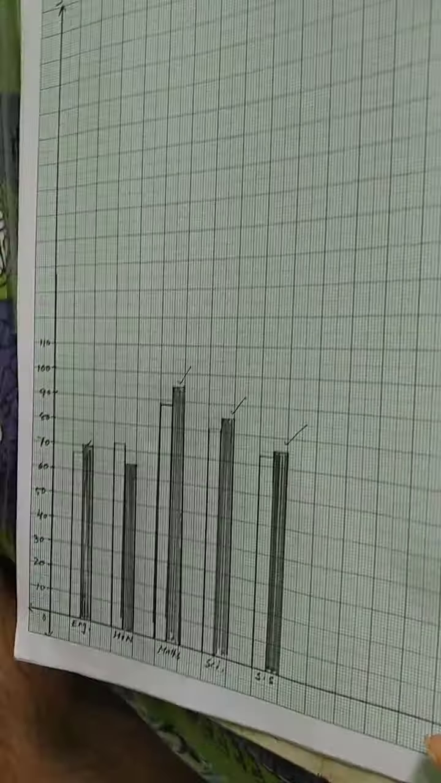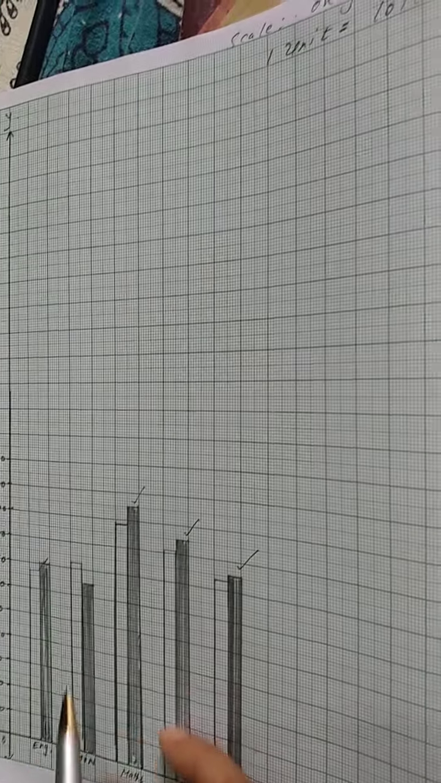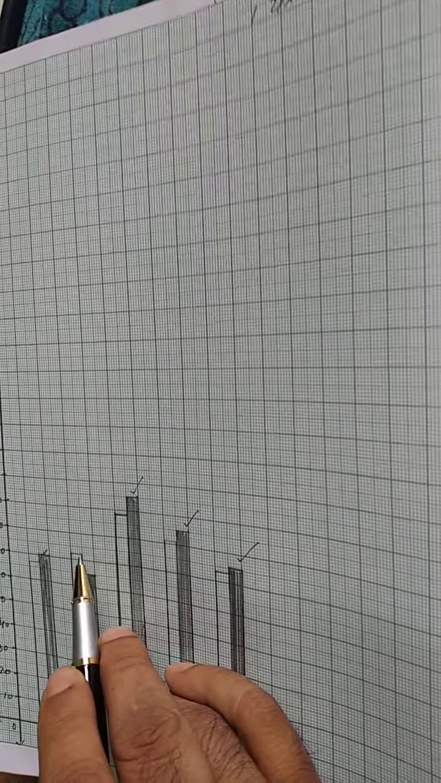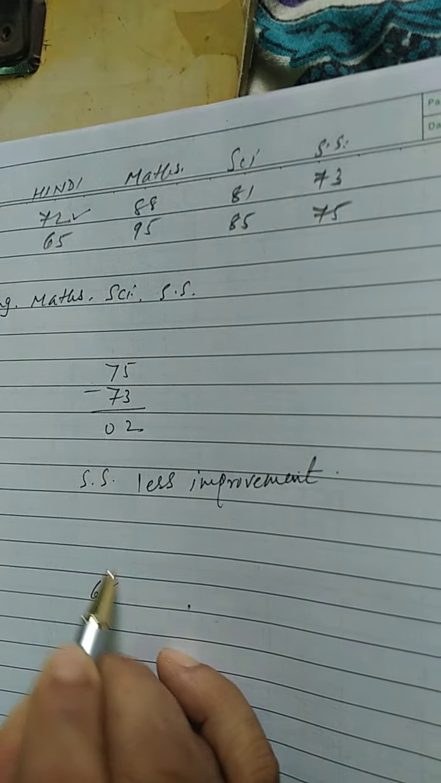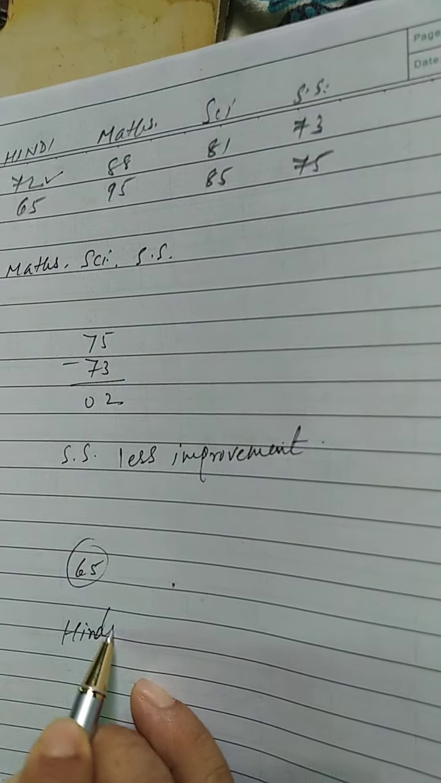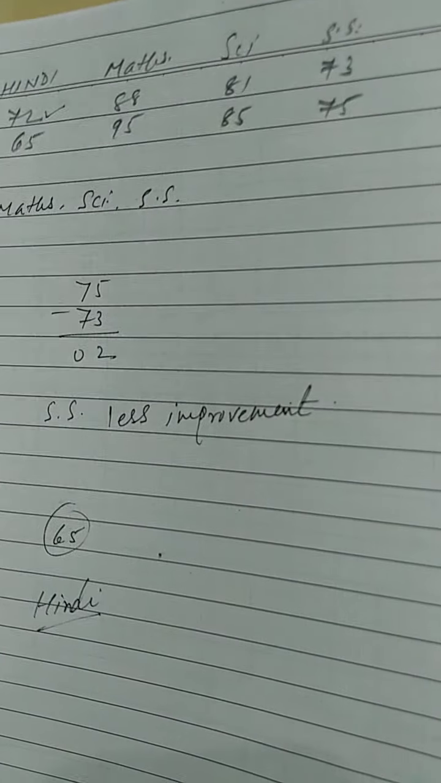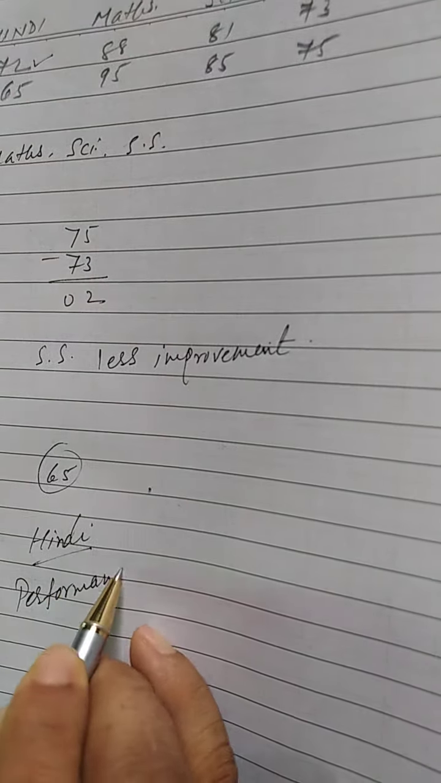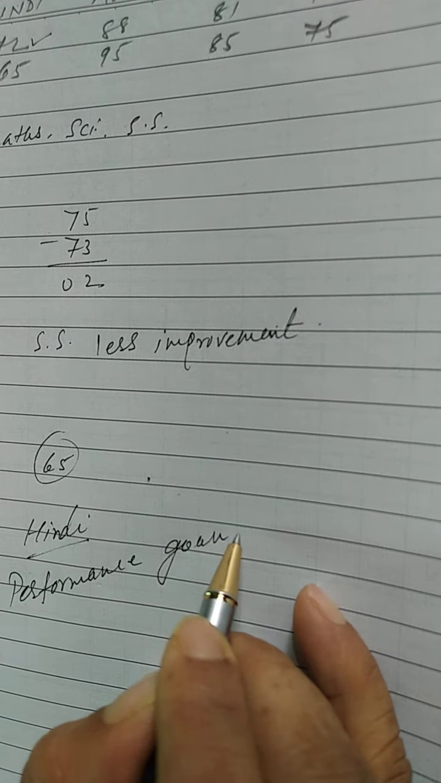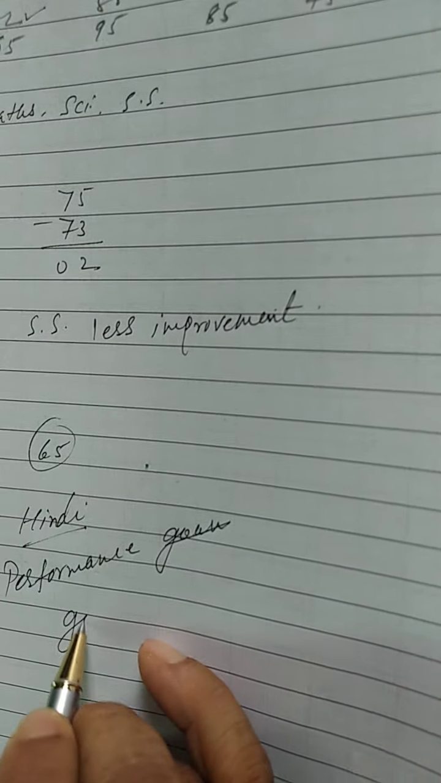Has the performance gone down in any subject? Yes. In which subject? In Hindi. See, in first term he got it how many marks? 72. In second, how many? Only 65. So in Hindi subject performance gone down. Understood? In Hindi performance gone down.